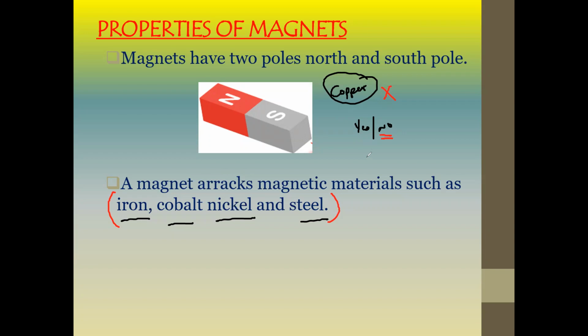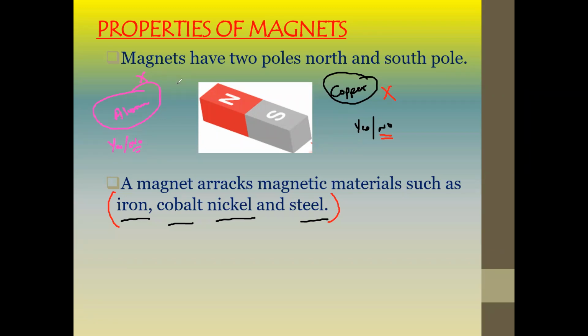attracted towards the magnet. Same way, if I place an object made up of aluminium, is it attracted towards the magnet? Yes or no? It won't be attracted, because aluminium is not a magnetic material.